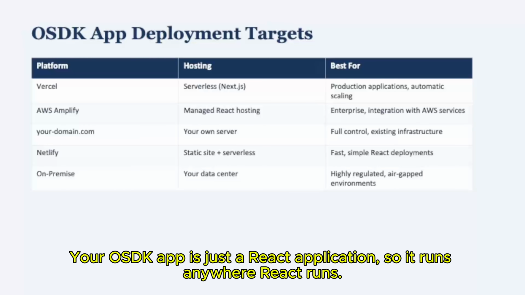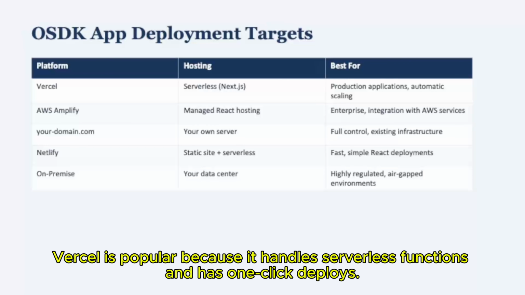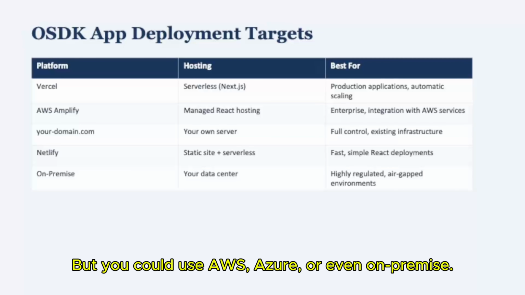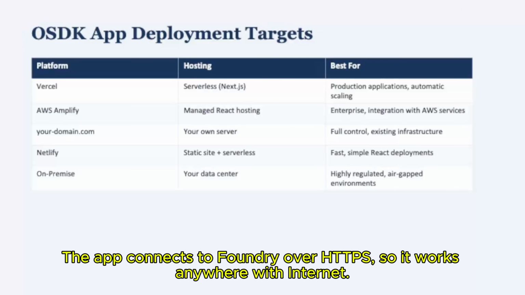Your OSDK app is just a React application, so it runs anywhere React runs. Vercel is popular because it handles serverless functions and has one-click deploys. But you could use AWS, Azure, or even on-premise. The app connects to Foundry over HTTPS, so it works anywhere with internet.